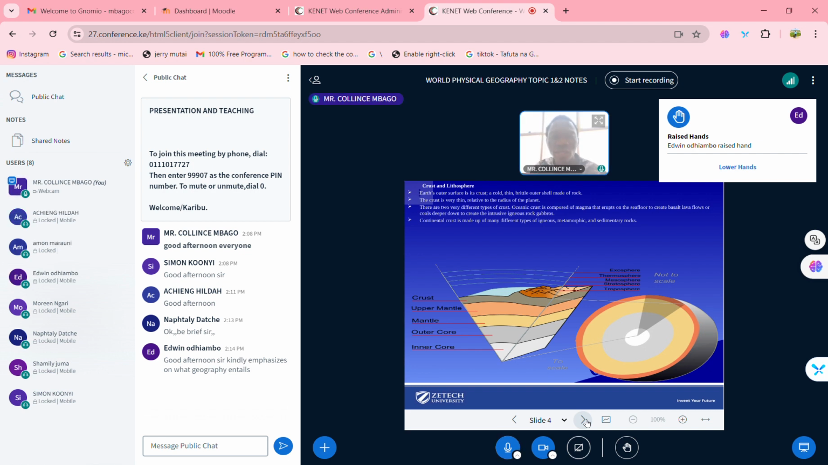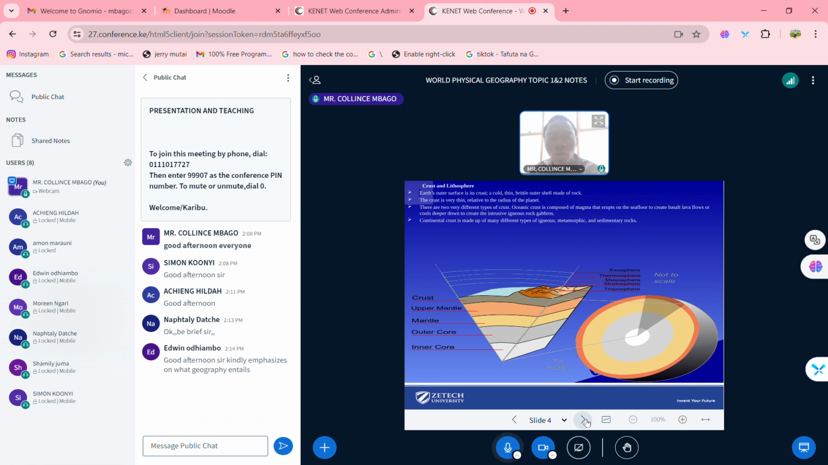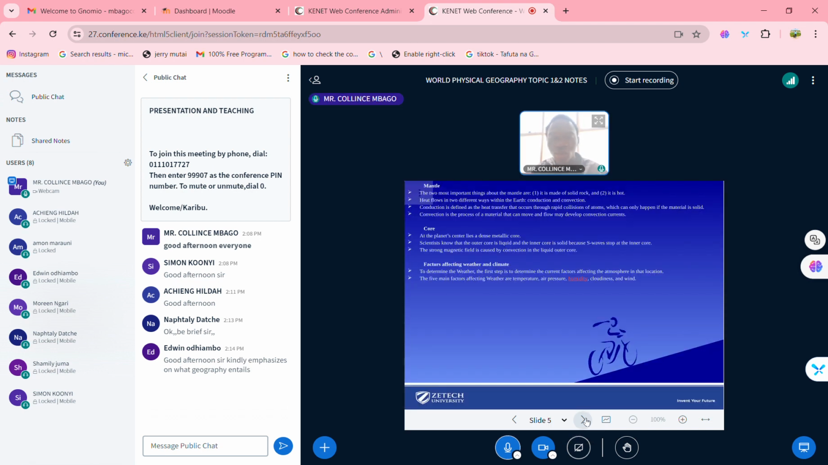Okay, we have the crust. This is the outer surface of the earth. It is cold, thin, and brittle. The crust is very thin relative to the radius of the planet. You can see there is a diagram clearly showing how the components of the earth are, and the notes have been uploaded. You can go and download them from the portal.